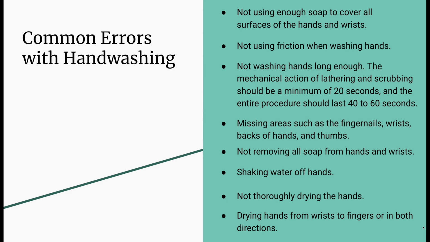Common errors when washing hands with soap and water. Not using enough soap to cover all surfaces of the hands and wrists. Not using friction when washing hands. Not washing hands long enough. The mechanical action of lathering and scrubbing should be a minimum of 20 seconds, and the entire procedure should last 40 to 60 seconds. Missing areas such as the fingernails, wrists, backs of hands, and thumbs.